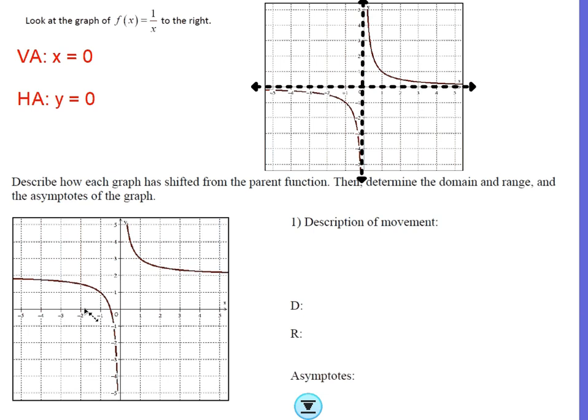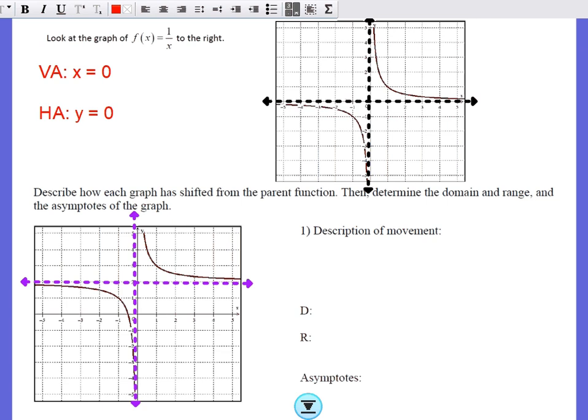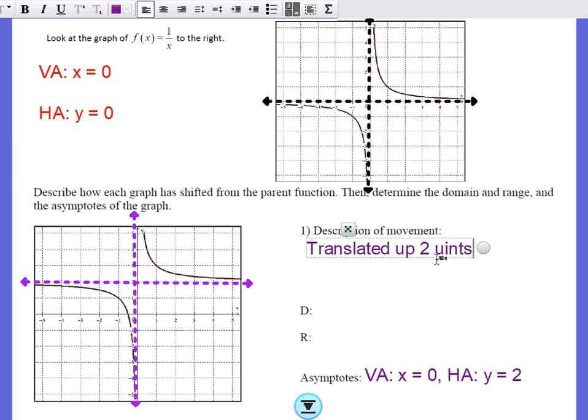Then if I look at the new asymptotes for this transformed graph at the bottom of my page here, number 1, I can see that my vertical asymptote is still the same. It is still x equals 0, but my horizontal asymptote has now moved up 2 units. Now the horizontal asymptote is y equals 2, not y equals 0. And so the description of the movement is that the graph has been translated up 2 units.